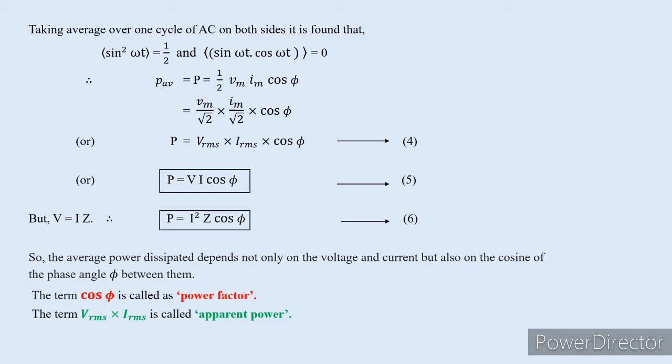This is equation 5. But V is also equal to I into Z, where Z is the impedance of the circuit. Therefore, P is equal to I square Z into cos phi. This is equation 6. So, the average power dissipated depends not only on the voltage and current, but also on the cosine of the phase angle phi between the voltage and current. The term cos phi is called the power factor, and the term Vrms into Irms is called apparent power.